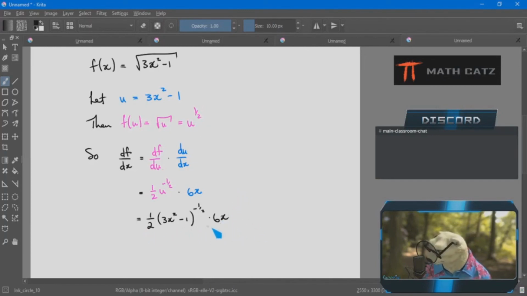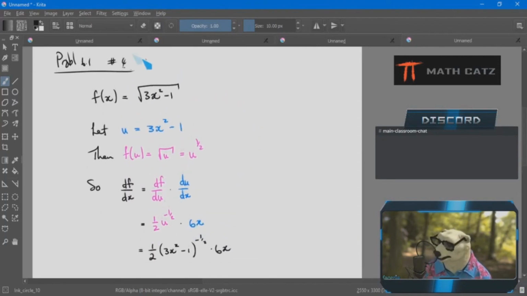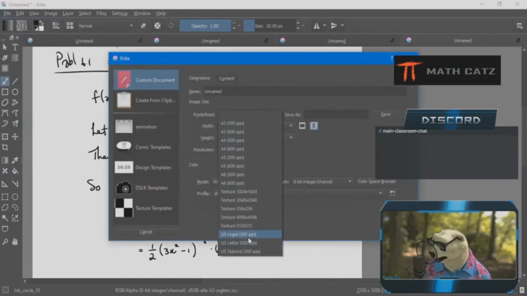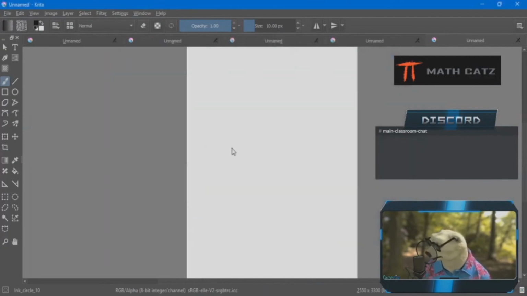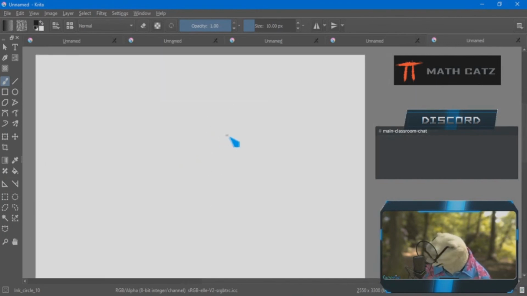Do I care about simplifying this? No. I care about not wasting my time. There is no follow-up question. The question doesn't specifically say simplify. I will not simplify it. And you can't make me. Because it's another step and I might make a mistake.